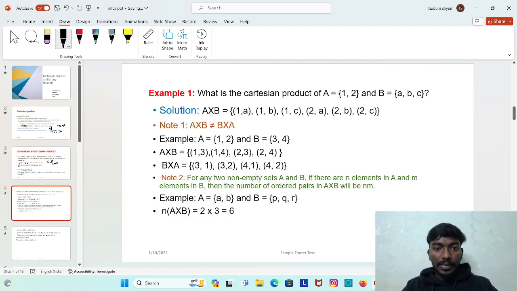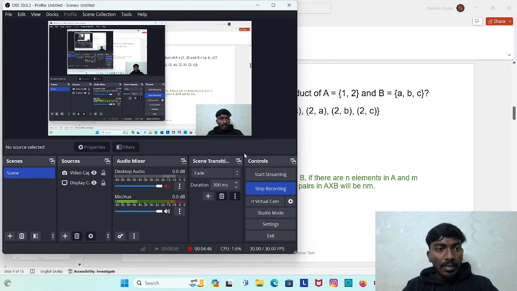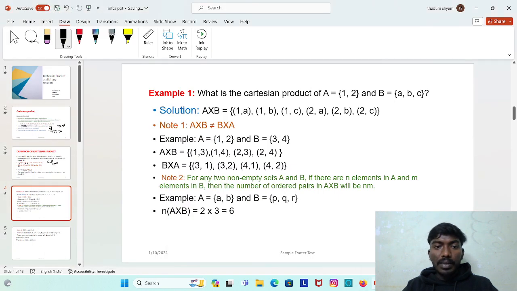Let us take example 1. What is the Cartesian product of A, where A is equal to {1, 2} and B is equal to {a, b, c}? Here we are given two sets, A and B. Let us find the Cartesian product for these two sets.